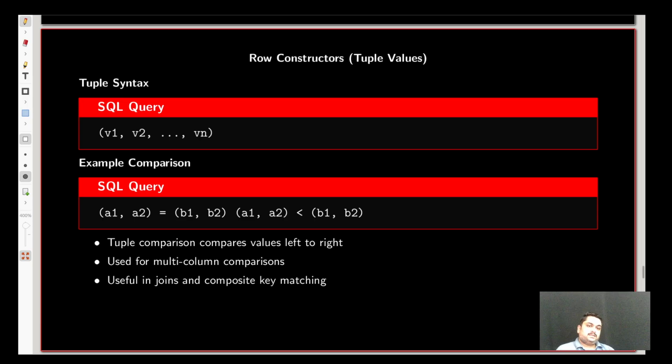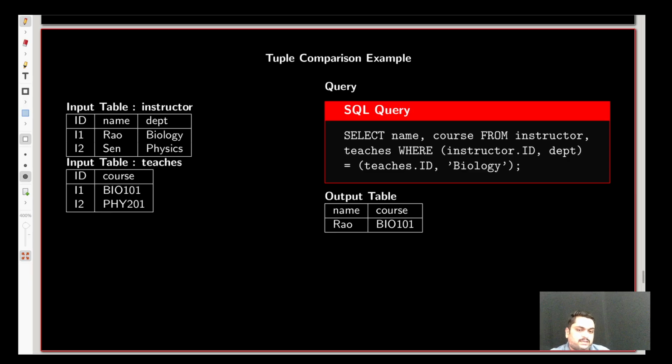Then the next is row constructors or tuple values. You can compare multiple column values together. For example, you can compare (A1, A2) equal to (B1, B2). So I'll show you an example. For example, select name, course from instructor and teachers. I'm taking the Cartesian product. In the next video, I'll explain joins. There I'll explain. So from both the tables, I'm selecting name and course by taking the product of these tables. Where condition, if you observe this, is what we are interested in now.